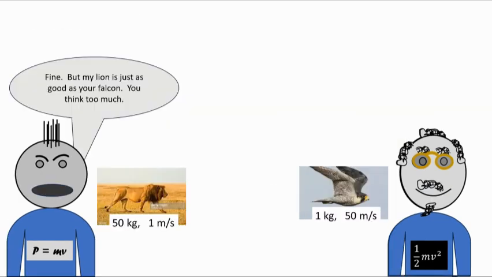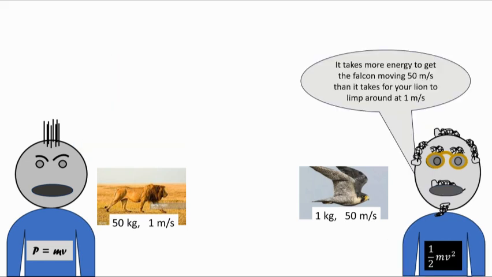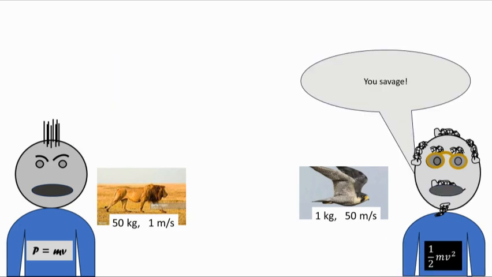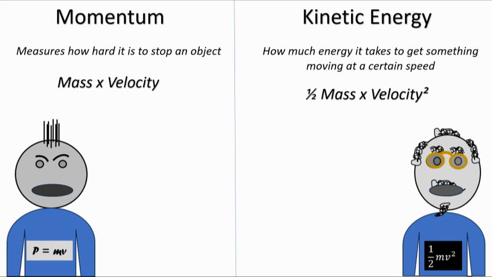Fine, but my lion is just as good as your falcon. You think too much. It takes more energy to get the falcon moving 50 meters per second than it takes your lion to limp around at 1 meter per second. Well, maybe they should fight. You savage. Thank you, Mo and Ken.